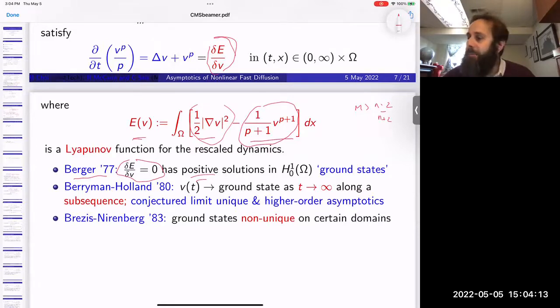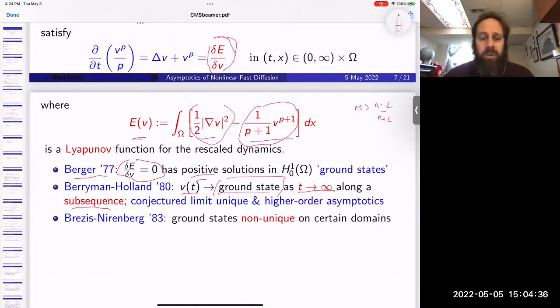And so again, 45 years ago, Brezis shows that there are stationary states for the dynamics I'm interested in. And Berryman and Holland a few years later show that at least along subsequences, as time goes to infinity in the rescaled variables, you're going to get one of these positive stationary states. And they conjectured that the stationary state would actually be unique, and moreover, in one dimension they gave some conjectures about higher order asymptotics.